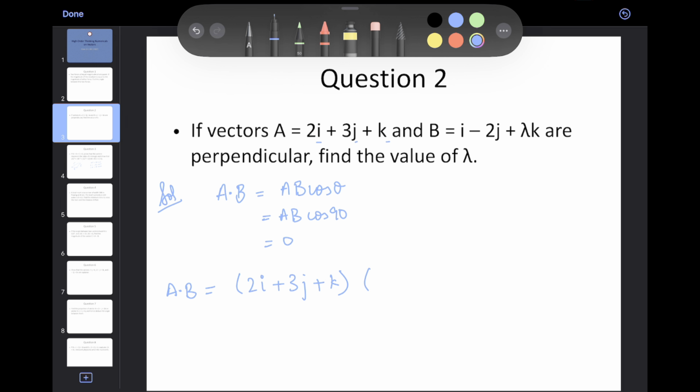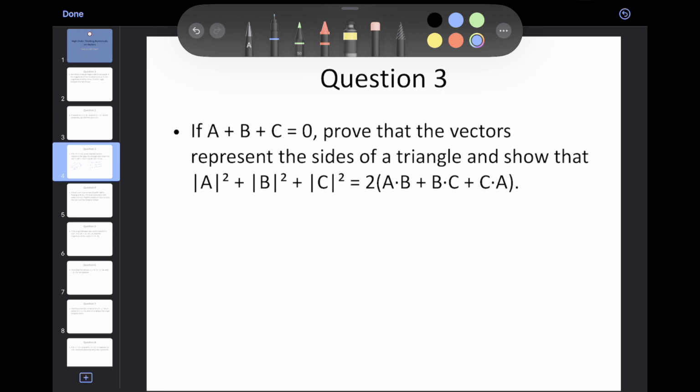This is i cap minus 2j cap plus lambda k cap. Just multiply the corresponding coefficients. 2 ones are 2, 3 into minus 2 is minus 6, 1 into lambda is lambda, and that is equal to 0. Then it is minus 4 plus lambda equals 0. Then lambda comes out to be 4. As simple. Okay.